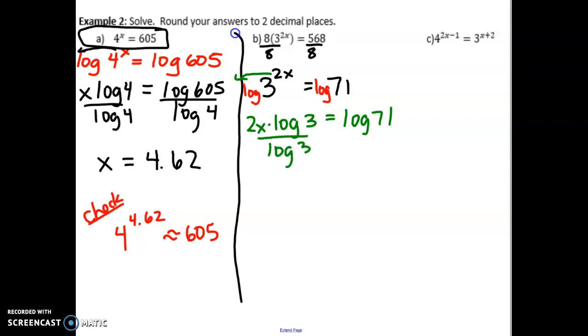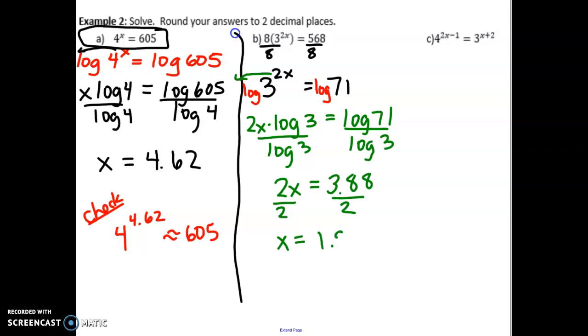Yep, because these two things are being multiplied together. The inverse of multiplying is dividing, so I'm just going to divide it out. So log 71 divided by log 3 should give us approximately 3.88. And then we'll finish off by dividing out that front 2 to get an answer of 1.94.